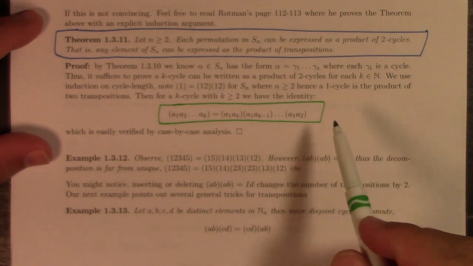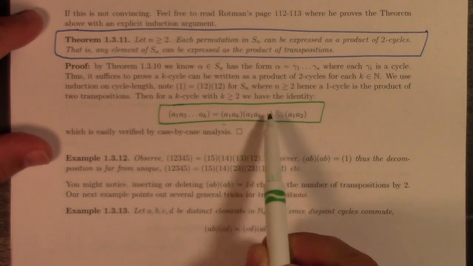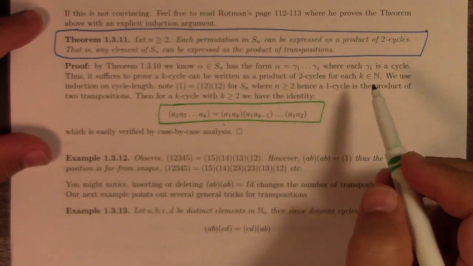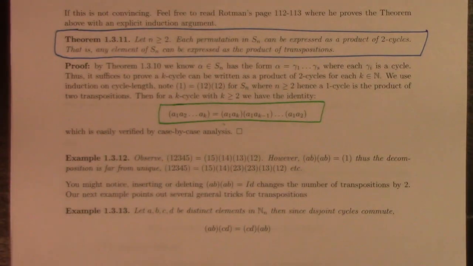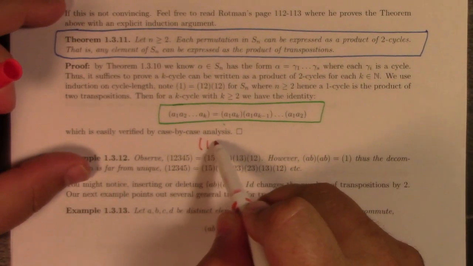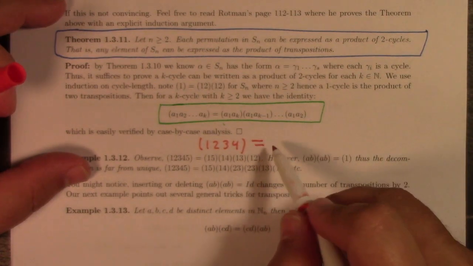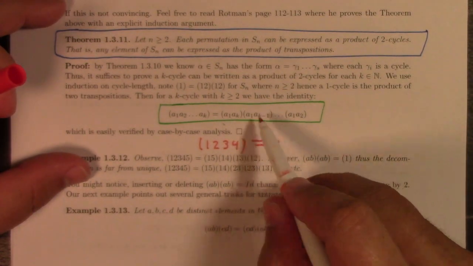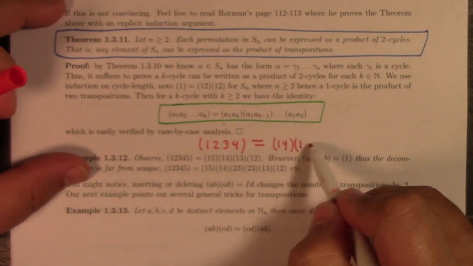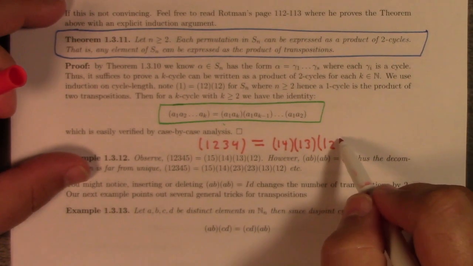By the way, you notice that there's a_1, a_1, a_1, right? Let me put some numbers in here. It might help some of you. All right, so 1, 2, 3, 4. Let's rewrite it as a product of transpositions. So there's a 1, and the last one, 4. And then 1, and the next to last one, 3. 1, and the next to last one, 2. And that's it.